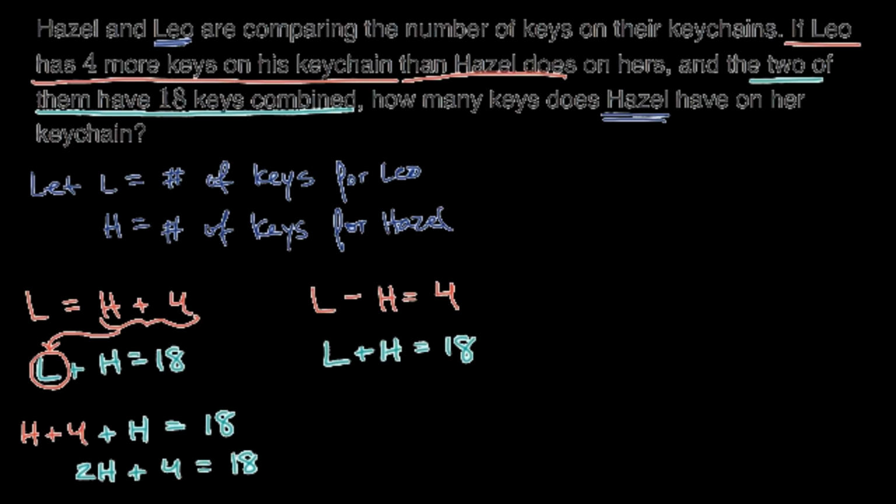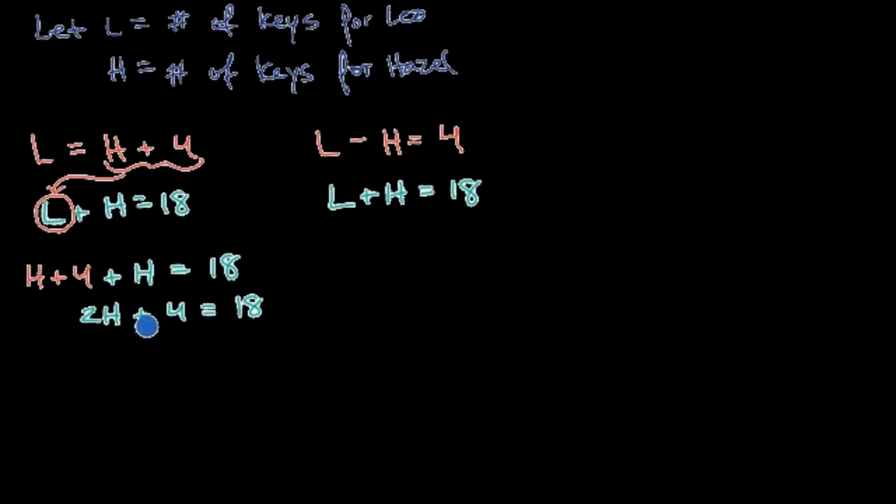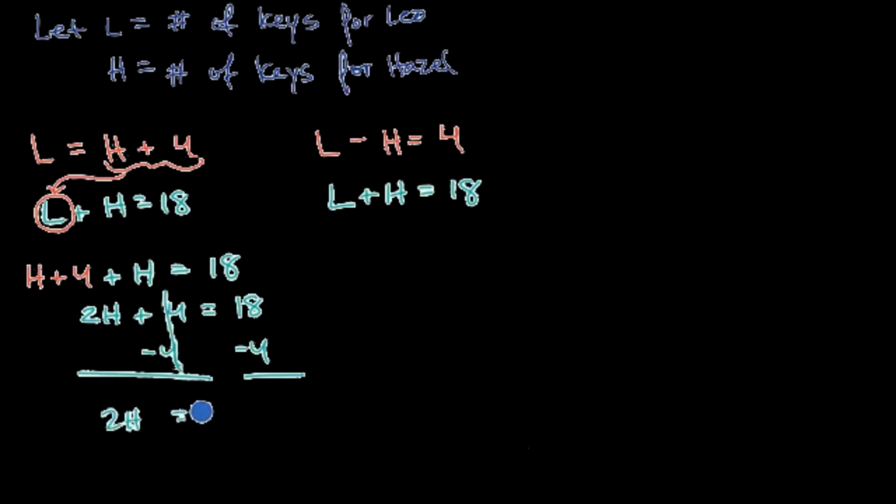And let me scroll down a little bit. And then if I subtract 4 from both sides, and remember I'm doing that to isolate the h's on one side of the equation, well then I'm going to get 2h is equal to 14. And then dividing both sides by 2 gives me h is equal to 7. And we could then use that information to say, okay, L is equal to h plus 4, so it's 7 plus 4 is equal to 11.